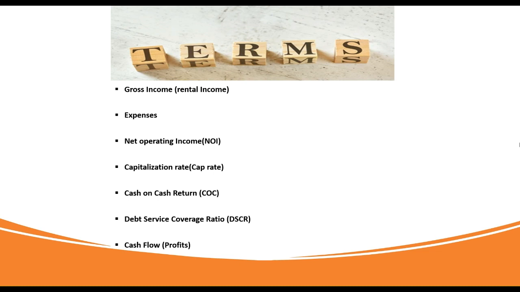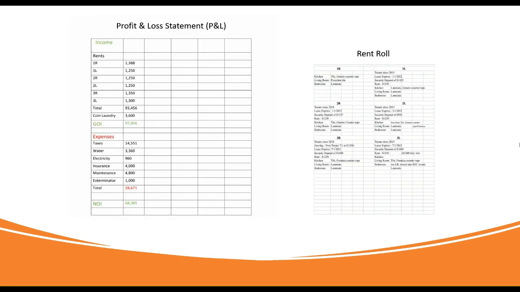The cash flow is the profit that we are getting from the property. So once we pay all the expenses and we pay the mortgage, the money left is called the cash flow. It's our profit. All this information we're going to get from the broker, the listing agent, or the property owner. We're going to ask for the profit and loss statement, also known as the P&L.